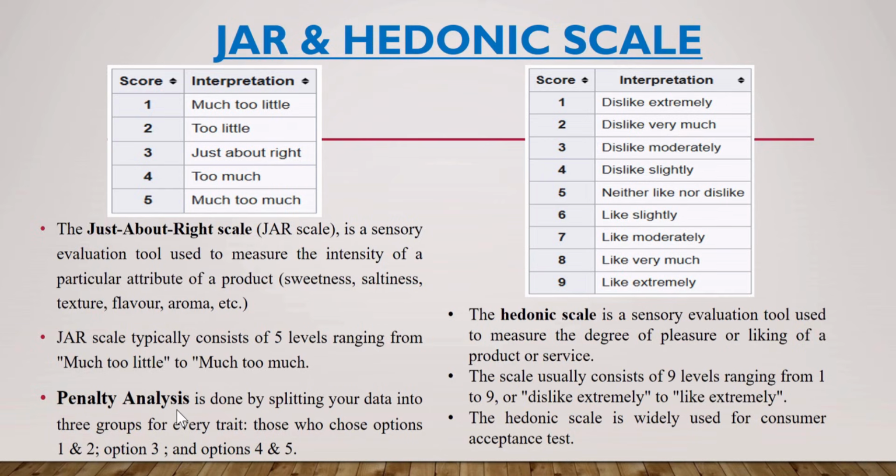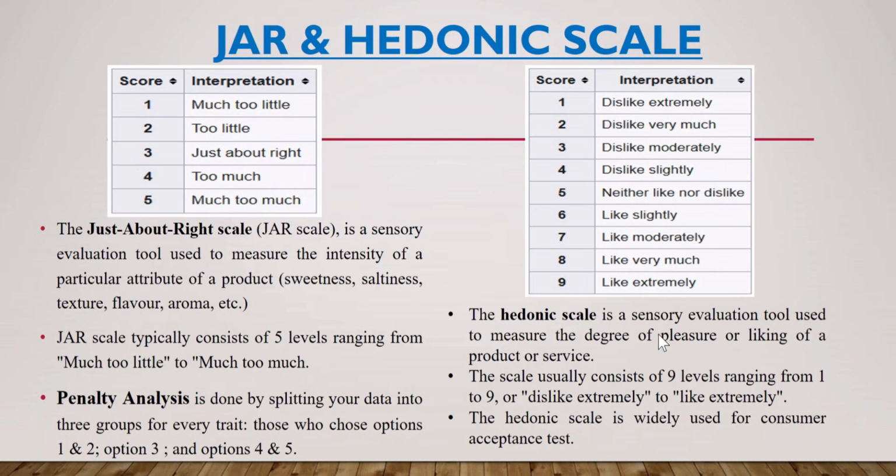And penalty analysis, which is a feature of JAR analysis, is done by splitting the data into 3 groups for every trait. Those who choose options 1 and 2, those who choose option 3, and those who choose options 4 and 5. So we have 3 levels of the analysis in penalty analysis.